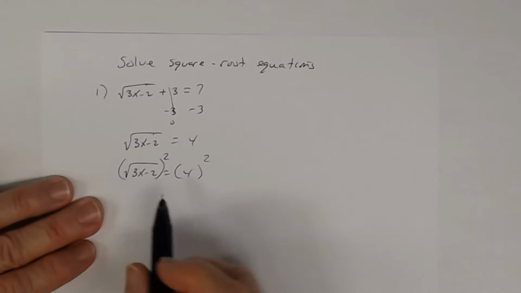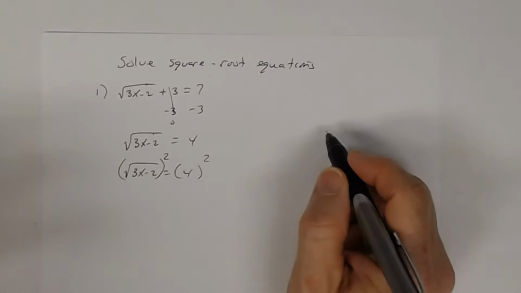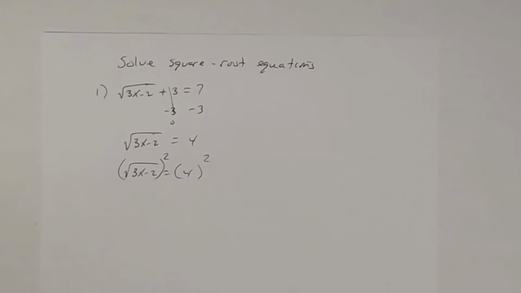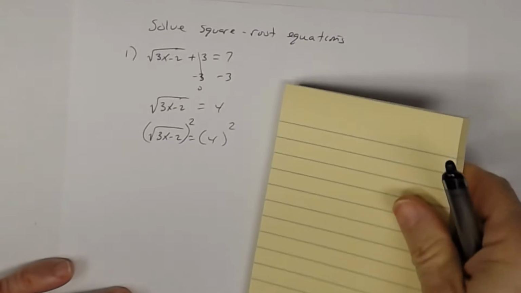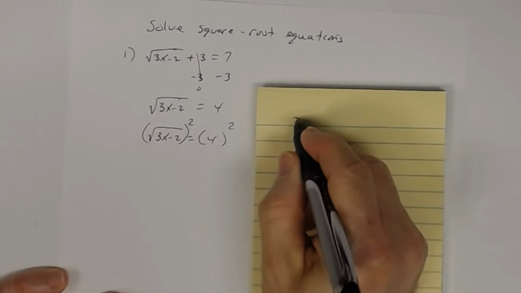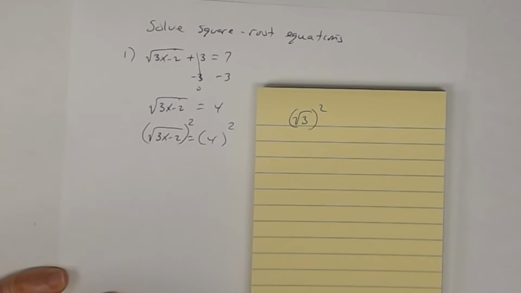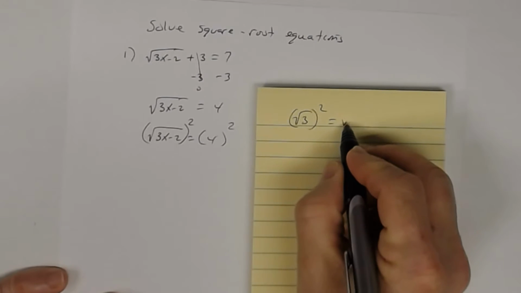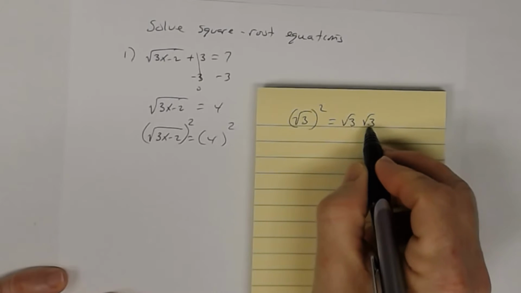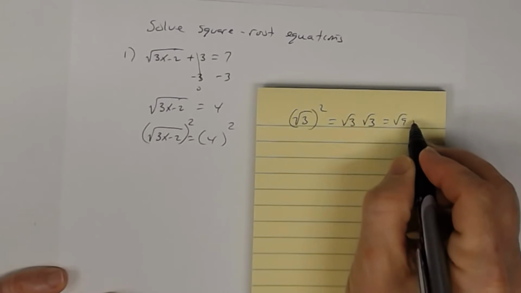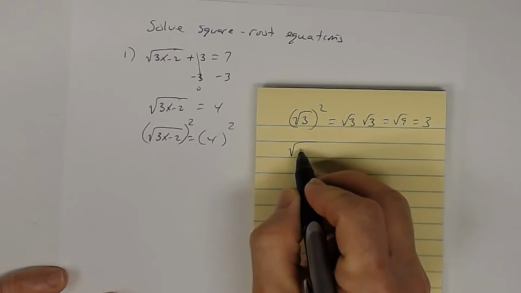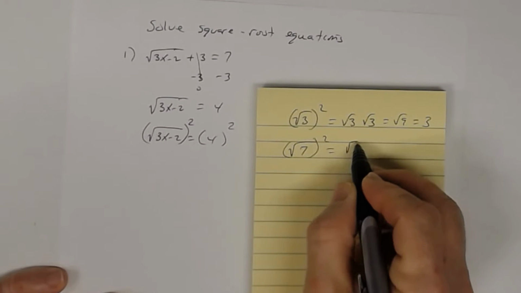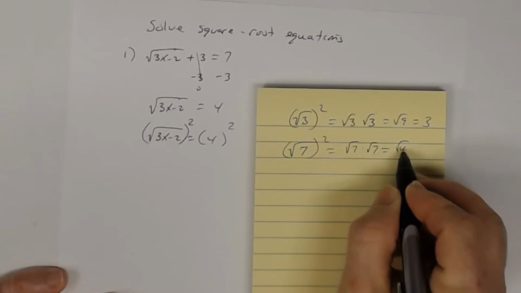Okay, now one of the things you got to remember is this. I'm going to write this information on another page, but let's say we had the square root of 3 squared, right? You all know that the square root of 3 squared means the square root of 3 times the square root of 3. And the square root of 3 times the square root of 3 is the square root of 9, which is 3, correct? And if I had the square root of 7 squared, then that will be the square root of 7 times the square root of 7, which is the square root of 49, which is 7.